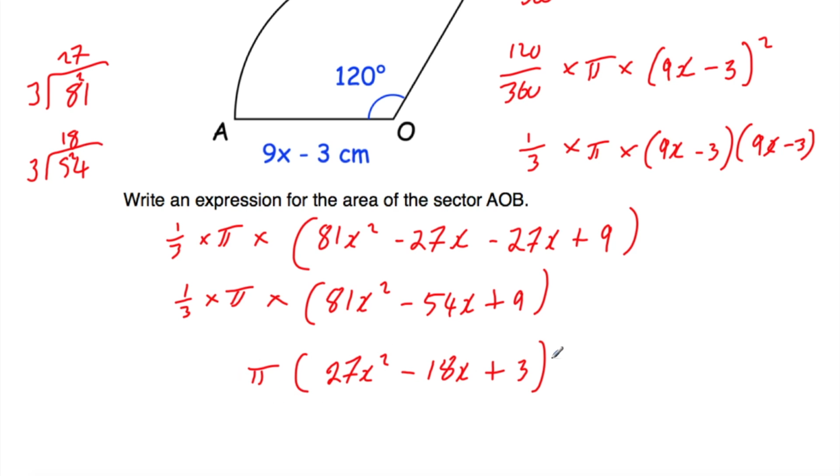And that's it. Now we could expand this if we wanted to get 27 pi x squared minus 18 pi x plus 3 pi. I probably would just leave it like this. And then it would be centimeters squared. So that would be my expression for the area of that sector. Pi times 27x squared minus 18x plus 3. Or as I said, you could write it as 27 pi x squared minus 18 pi x plus 3 pi centimeters squared. And that's it.